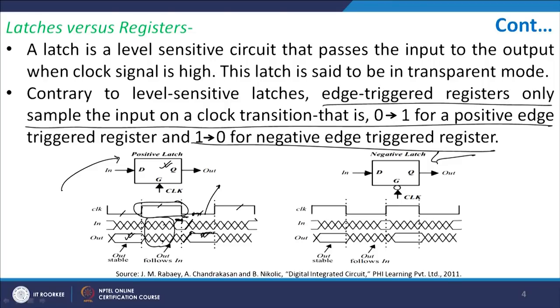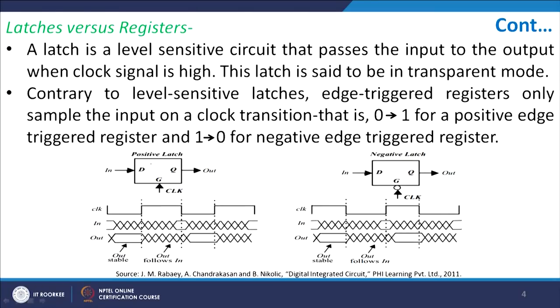So, I have a D, and I have Q, and I have a clock here which I am giving it. So, I have an input and output, right. Now, let us look at the negative latch, which is in front of you in this diagram on the right hand side of your picture.